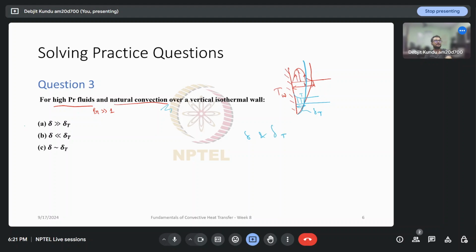Is it option A, delta would be much, much greater than delta T? Is it option B, delta is much, much less than delta T? Or is it option C, the delta should be proportional to or of the same order of delta T? Here the important hint is that the Prandtl number is much, much greater than 1.